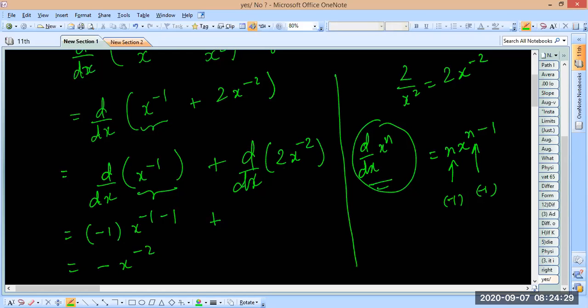Here 2 is a constant, right? And it is multiplied with this. So it is k into u. So kick the constant out.